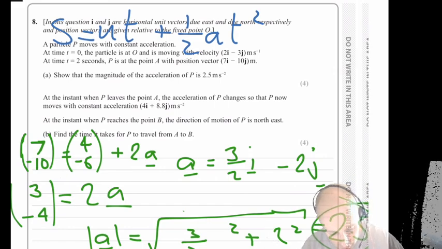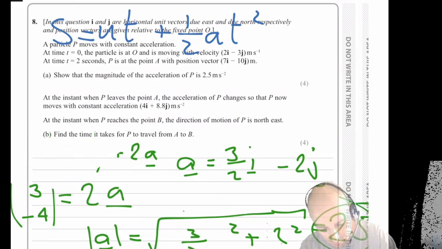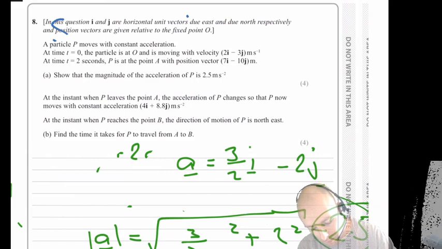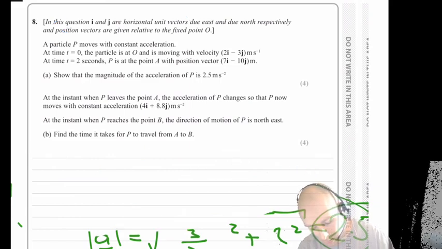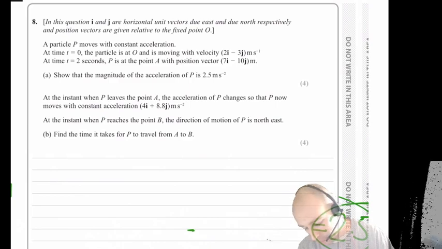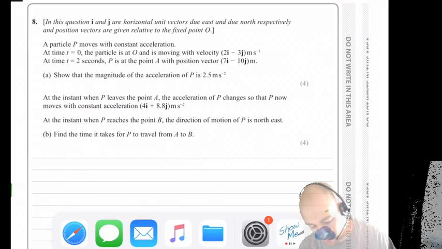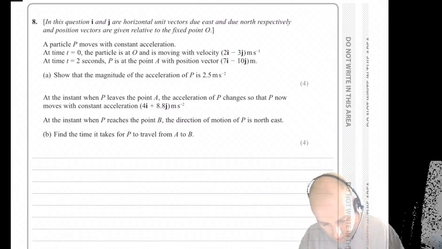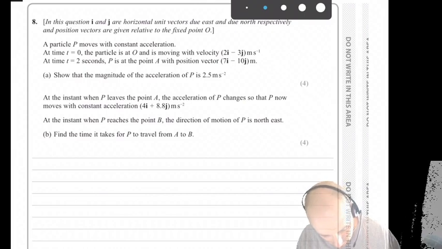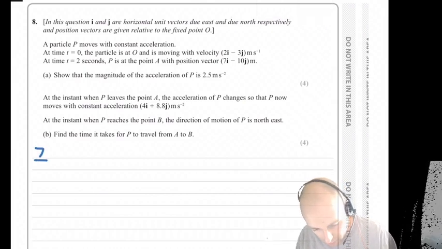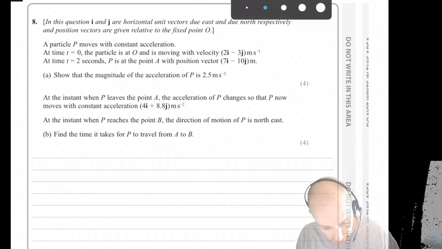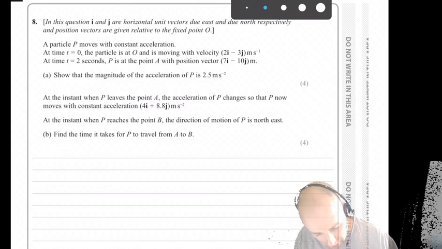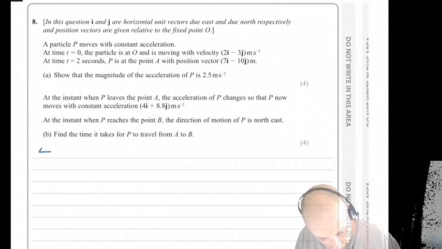Second bit then. So we want to try and find, let's have a read of this one. We've got P leaving the point A, which was 7, minus 10. Right, so the acceleration changes. So our new acceleration is 8, 8.